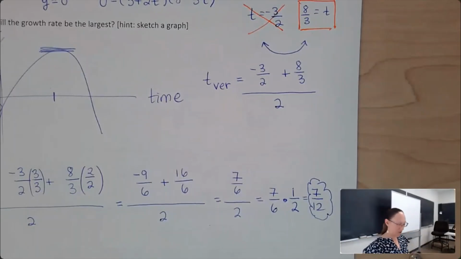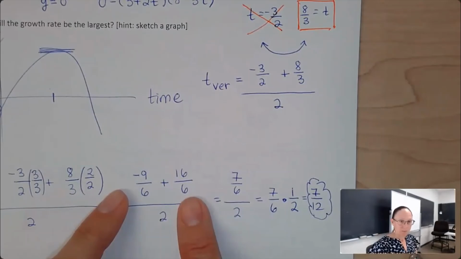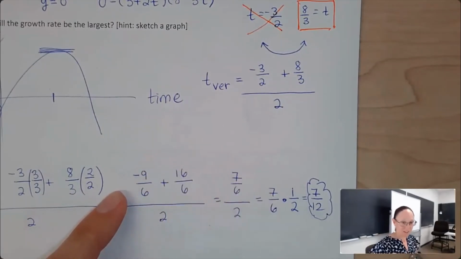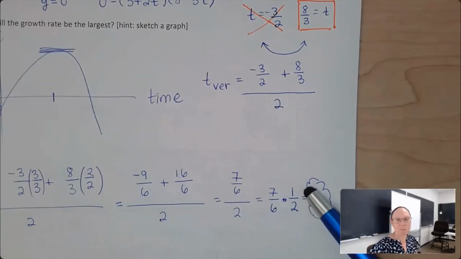So I chose to get a common denominator in the top and then combine those together as a single fraction, and then to switch dividing by 2 to change that into multiplying by the reciprocal, or multiplying by 1/2.